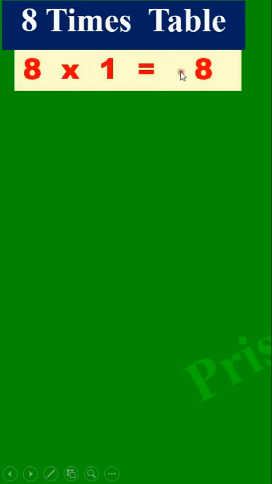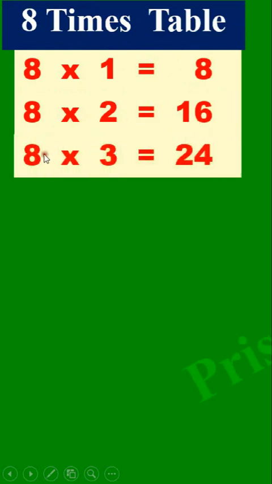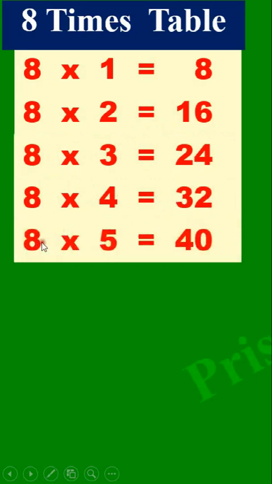8 times table. 8 times 1 is equal to 8. 8 times 2 is equal to 16. 8 times 3 is equal to 24. 8 times 4 is equal to 32. 8 times 5 is equal to 40.